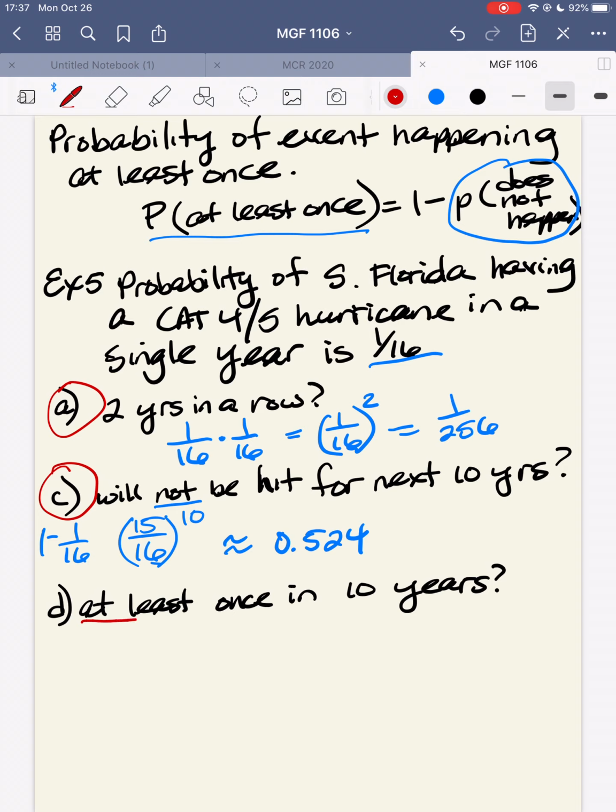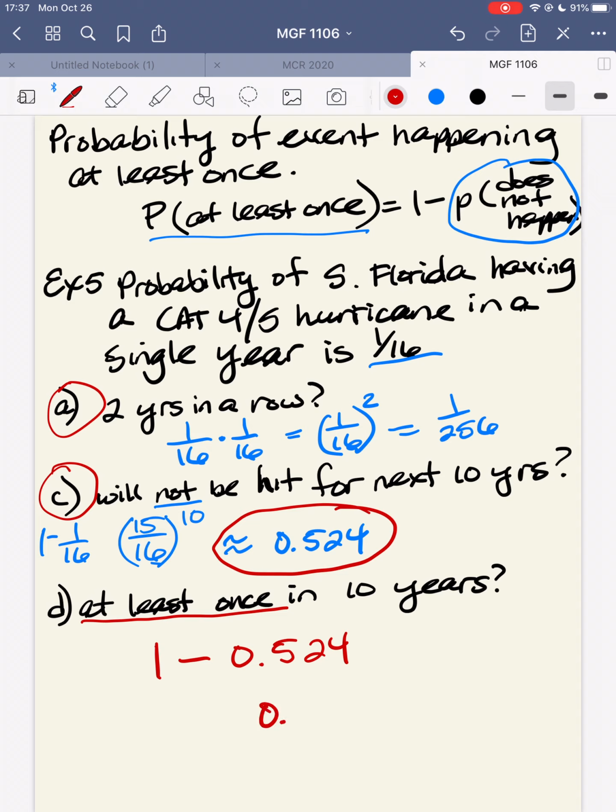Now we're going to look at least once, and this is where we're going to use our formula. Okay, so the probability of happening at least once is 1 minus the probability that it does not happen in the next 10 years. We did that in the above problem. That is this number, and I'm going to go ahead and use the decimal. So the probability that it will happen at least once in the next 10 years, sorry I misspoke, is 0.476.